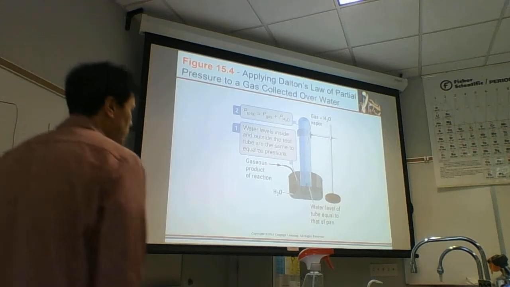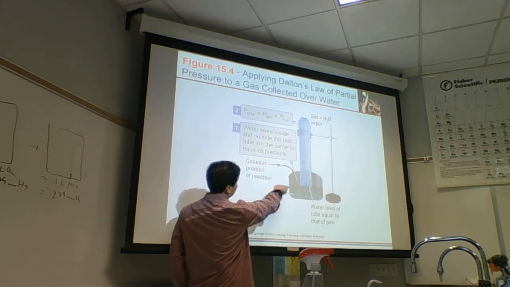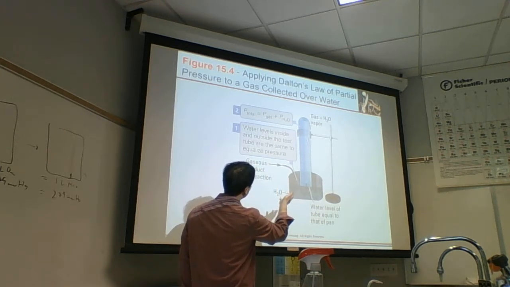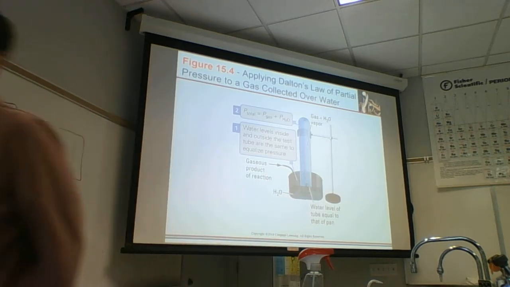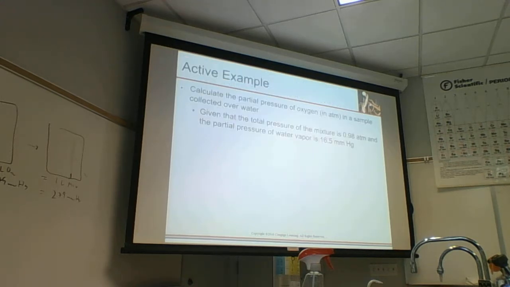Alright, so when we collect oxygen over water, it's best to think of this as Dalton's mixture. The total pressure in this tube is going to be equal to the pressure of the oxygen plus the pressure of the water. The pressure of the water, we just measure the temperature of the water and then we get it off the table. And so let's take a look at a sample problem here.